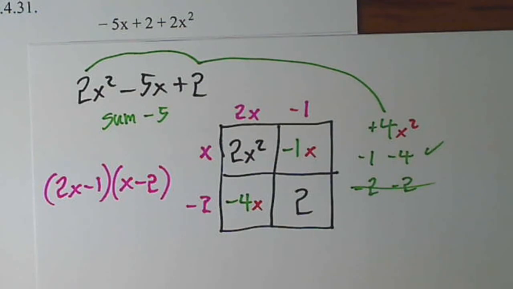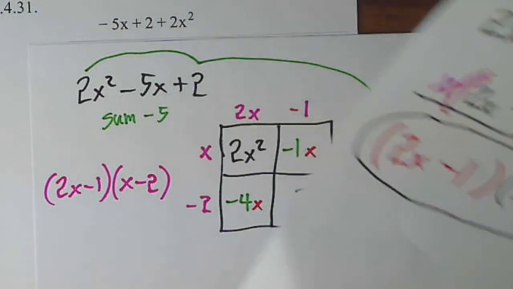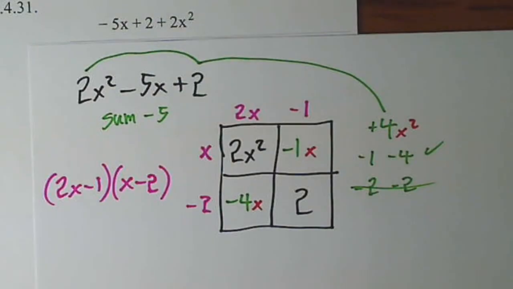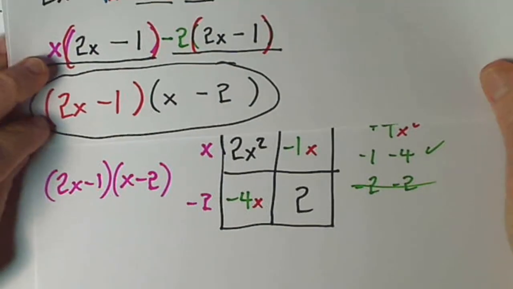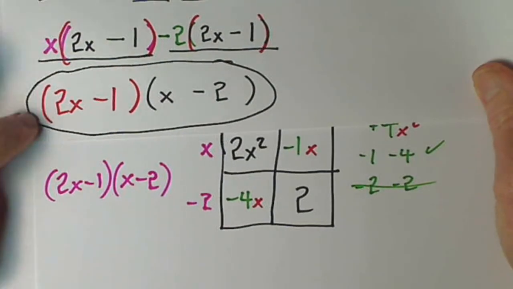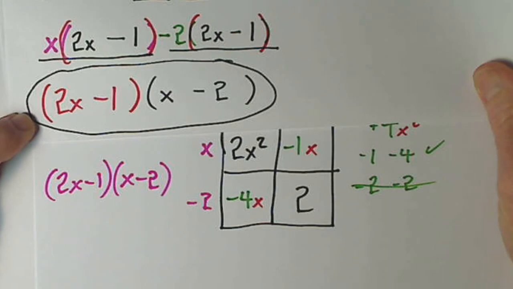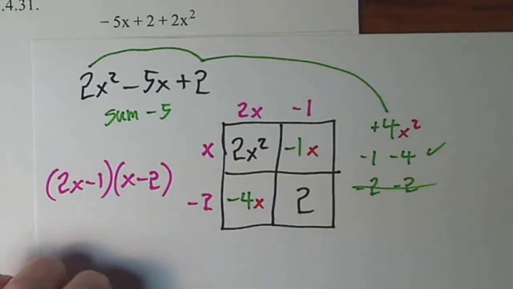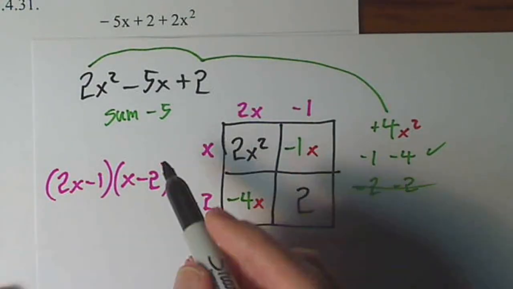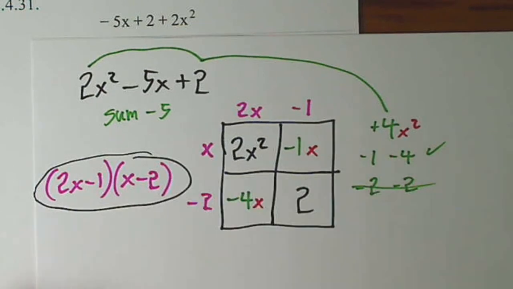Alright, and notice that's the exact same result we got using factor by grouping: 2x minus 1, x minus 2. Okay, either way, you have the factored form of the original equation.